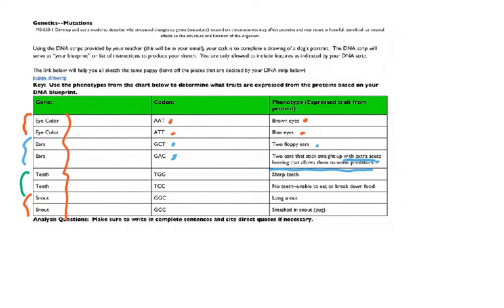For teeth, if you have TGG in your code, your dog has sharp teeth. If you have TCC, your dog has no teeth, unable to eat or break down food. Now, I'm sure we can all imagine that would be a problem for any animal. And then finally, if the last part of your code has GGC, your dog would have a long snout. And if it has GCC, it would have a smashed snout like a pug. Not all pugs, though, because my dog is part pug, and he does not have a smashed snout. So there's some interesting doggy genetics going on there.